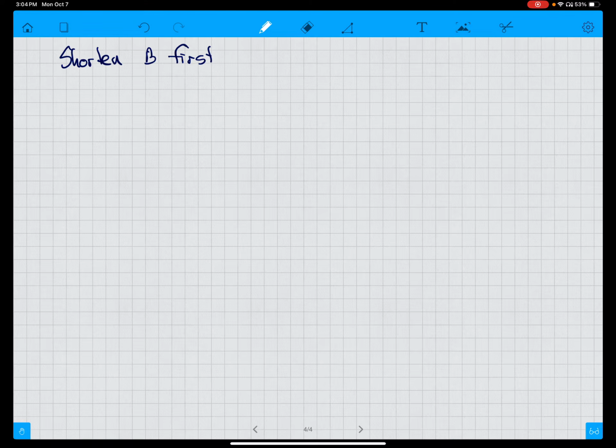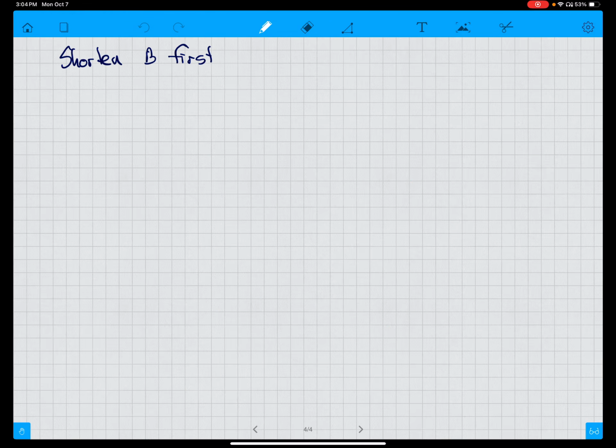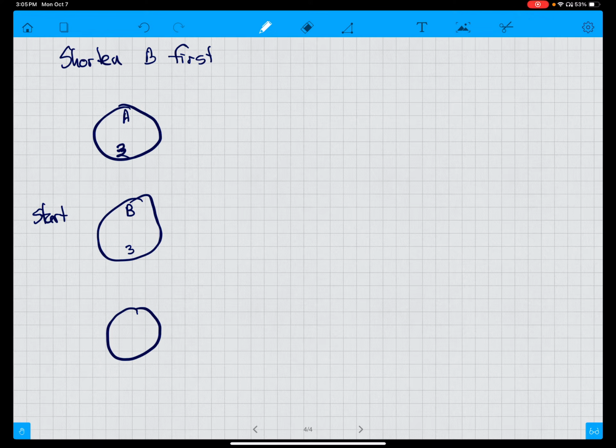You know, A is cheaper, but if you look back here, A is not on the critical path. If we shorten A, we will not shorten the project at all because the critical path will stay critical. So we're going to shorten B first. We'll just draw again. A doesn't change. It stays at 3. B goes down to 3. And C stays at 3.